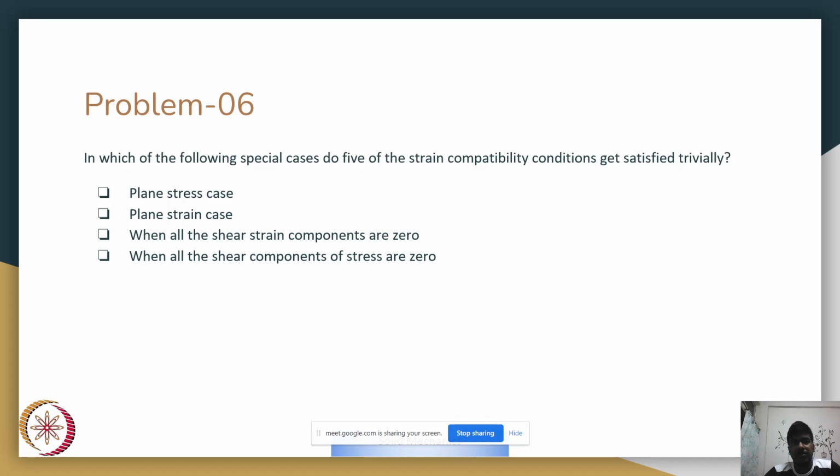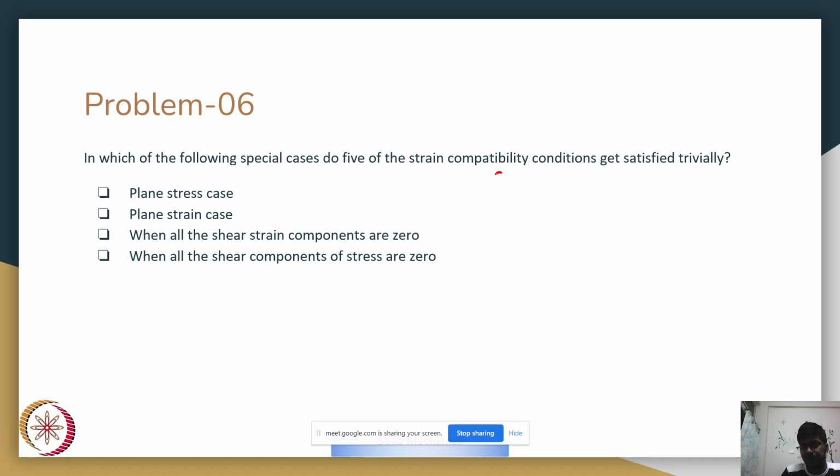Problem number 6. In which of the following special cases do 5 of the strain compatibility conditions get satisfied trivially? So do you remember the strain compatibility conditions? What do they physically represent? Can anyone say? Sir, can you please explain that one? I didn't understand. Okay, strain compatibility condition.